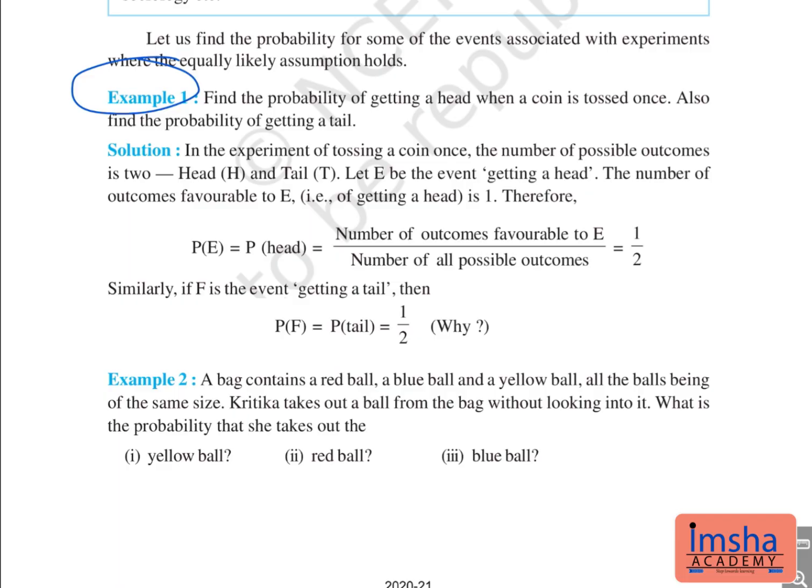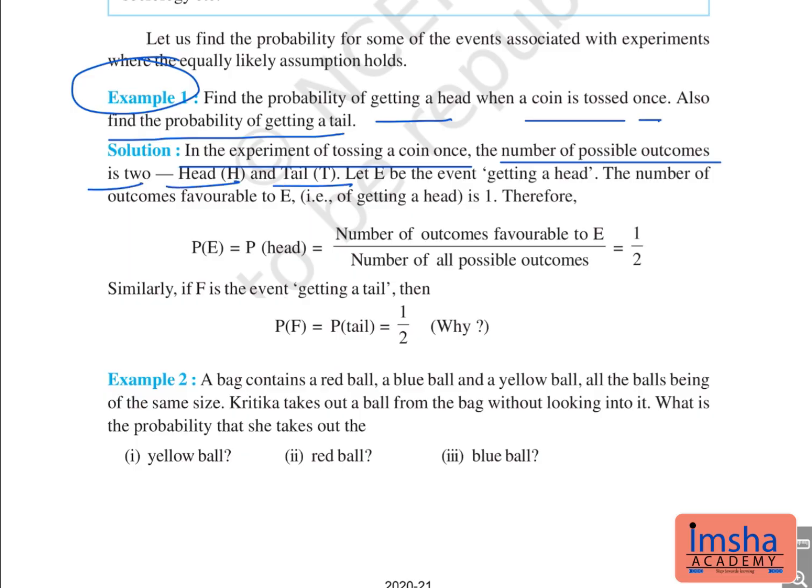When I read out the question and you are trying to solve it, you also read the question once, because reading the question is very important. Find the probability of getting a head when a coin is tossed once. Also find the probability of getting the tail. In the experiment of tossing a coin once, the number of possible outcomes is 2, that is head or tail.